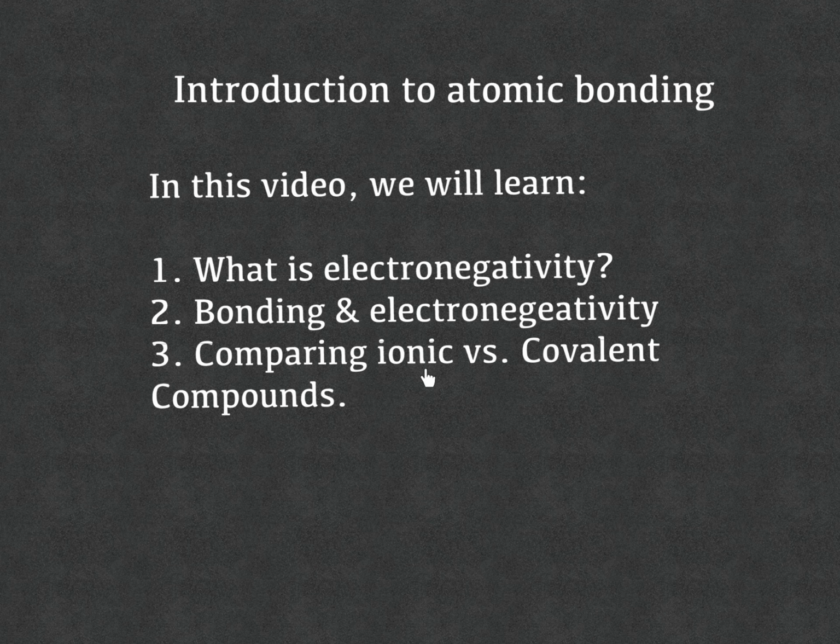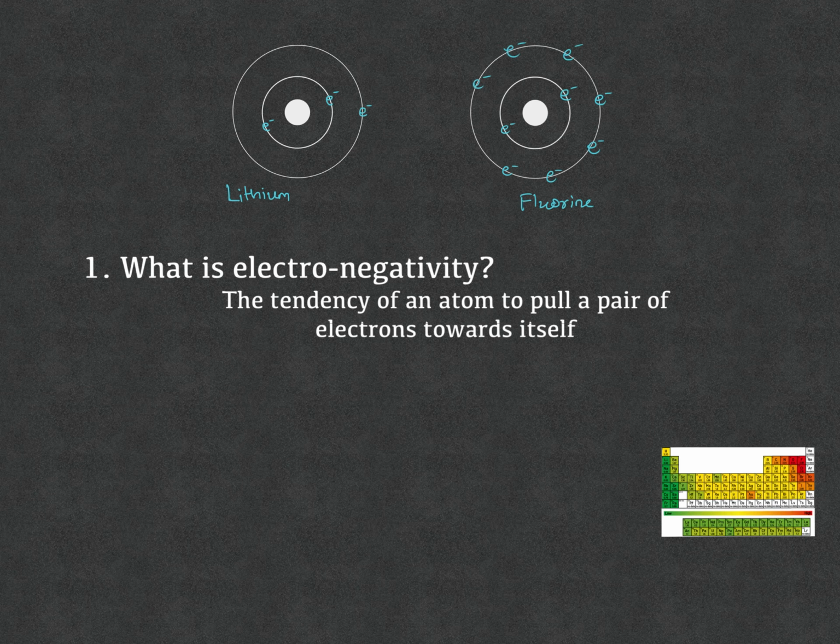In other words, what are some of the telltale signs that you can look at, mostly physical properties, that will help you determine if a substance is ionic or covalent. So let's start with the first topic, which is what is electronegativity? Electronegativity, simply put, is the tendency of an atom to pull a pair of electrons towards itself.